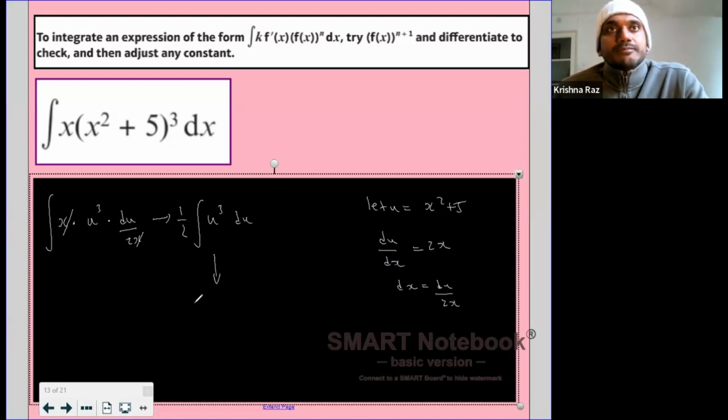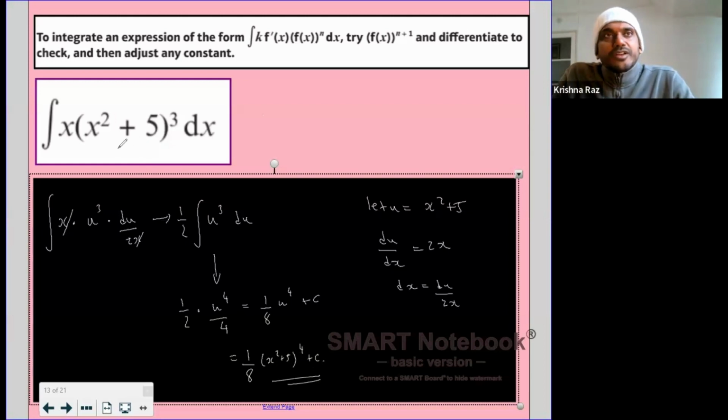and I can integrate that. So I'll get a half times u to the power 4 over 4, which is 1/8 of u to the 4 plus c, and since u is x squared plus 5, the answer will be 1/8 (x squared plus 5) to the power of 4 plus c.